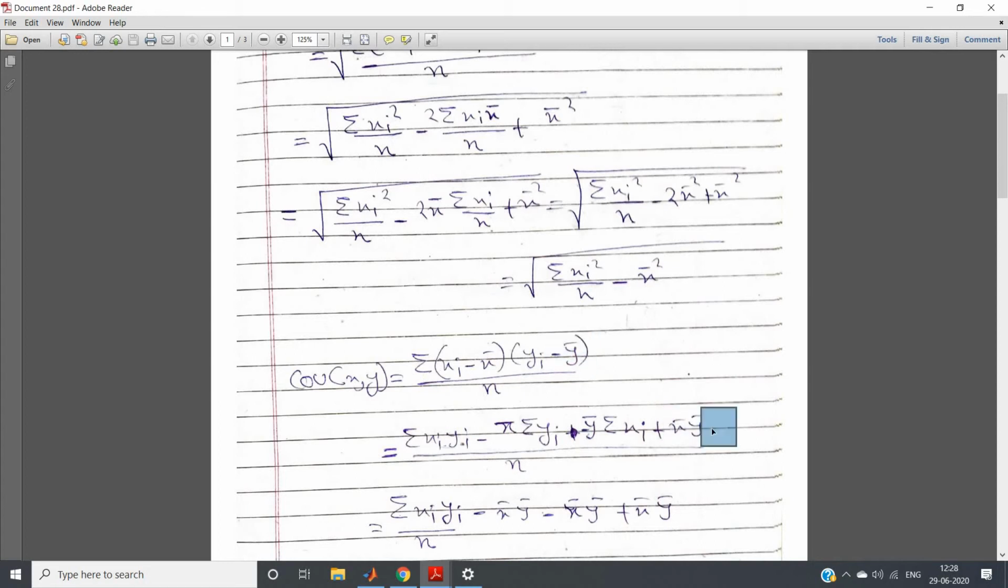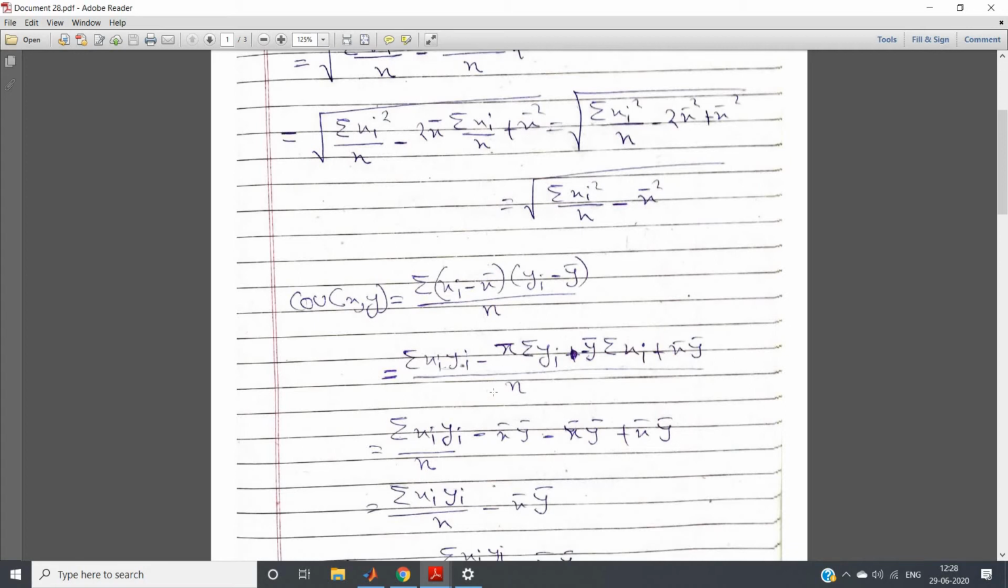Here I forgot to write the n value, sorry. So it will be basically x bar y bar into n. Why? See, summation over x bar y bar: x bar y bar is constant, that will come outside of the summation. So summation over 1 is n. So summation over x bar y bar is nothing but x bar y bar into n.